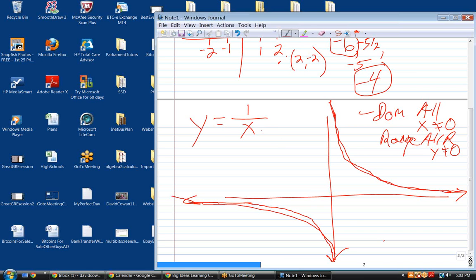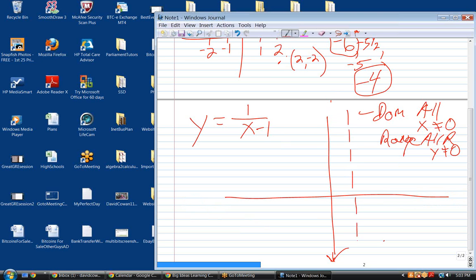And when I had the x minus 1, that's also hyperbolic, but you know what an asymptote is? Have you ever heard the expression asymptote? It's a line that the function never touches. In other words, if I graph 1 over x minus 1, it graphs like this.